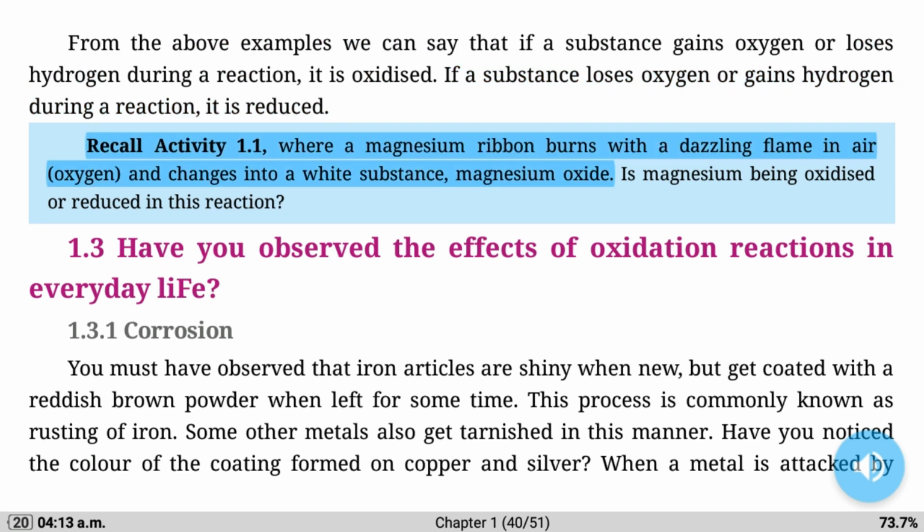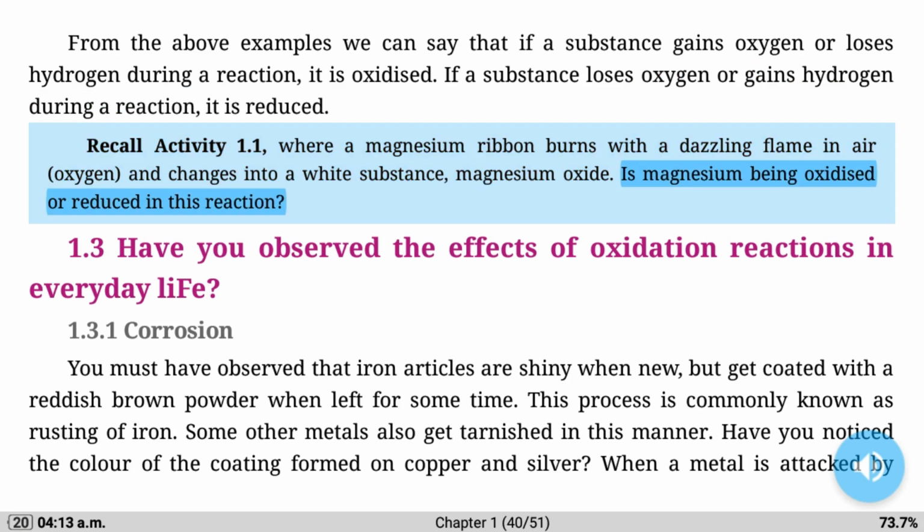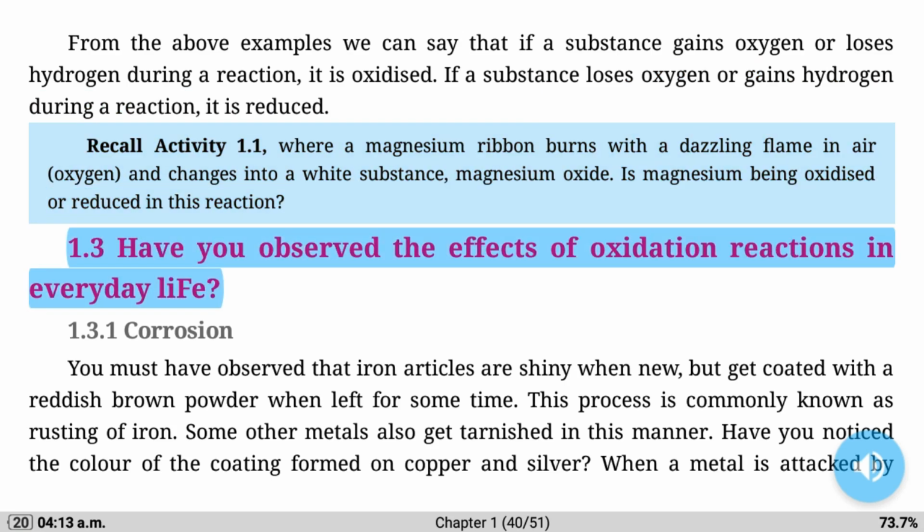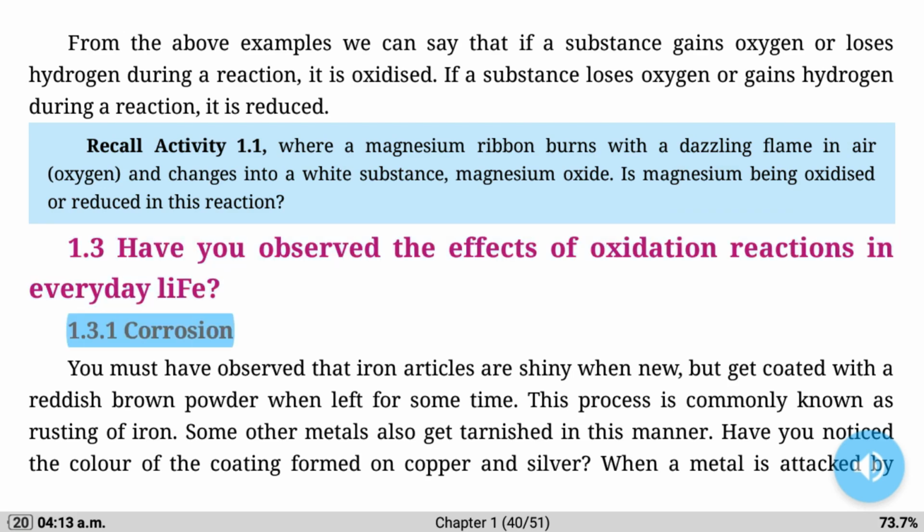Recall Activity 1.1, where a magnesium ribbon burns with a dazzling flame in air (oxygen) and changes into a white substance, magnesium oxide. Is magnesium being oxidized or reduced in this reaction? 1.3 Have you observed the effects of oxidation reactions in everyday life?